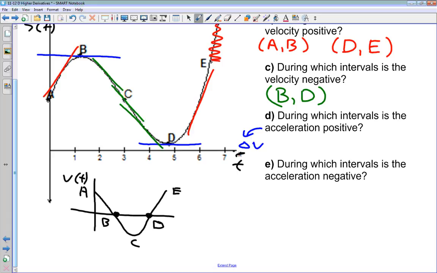On our velocity graph down here, we have to think about the slope of the tangent to our velocity curve. So it's delta V, or slope of the tangent in this graph over here. So where's our acceleration positive? What do we think? Where on this little velocity graph can I draw a tangent that has a positive slope?